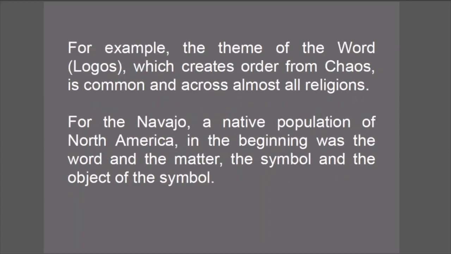For example, the theme of the word logos, which creates order from chaos, is common across almost all religions. For the Navajo, a native population of North America, in the beginning was the word and the matter, the symbol and the object of the symbol.